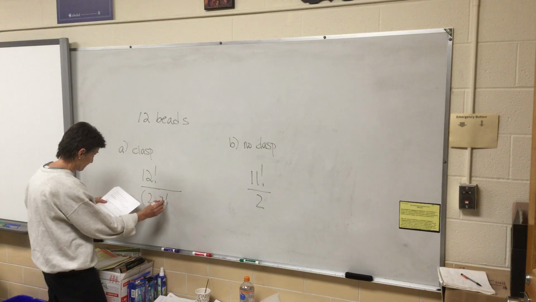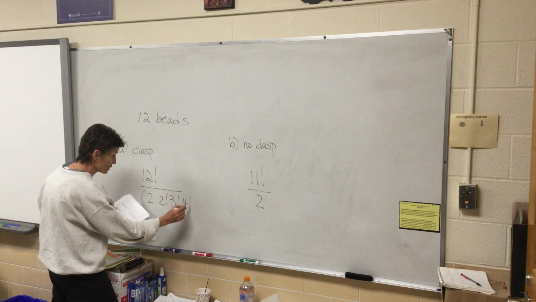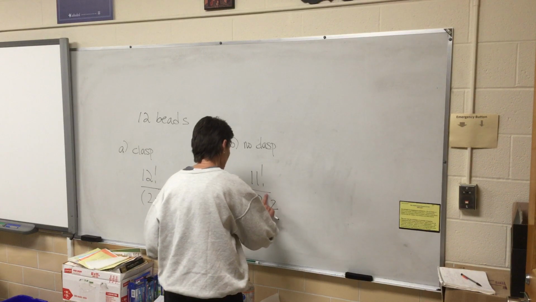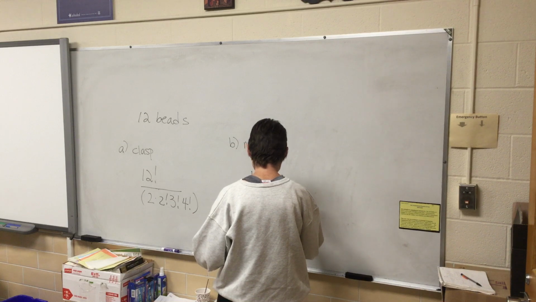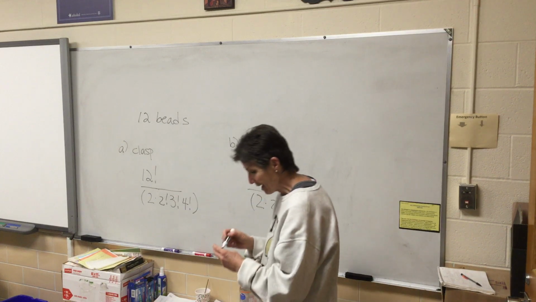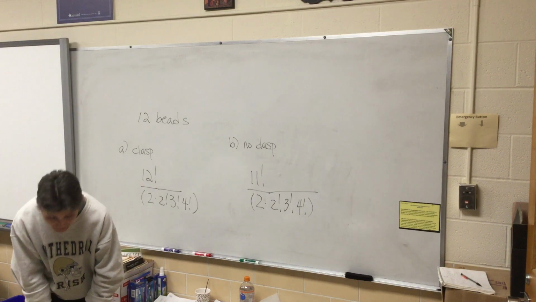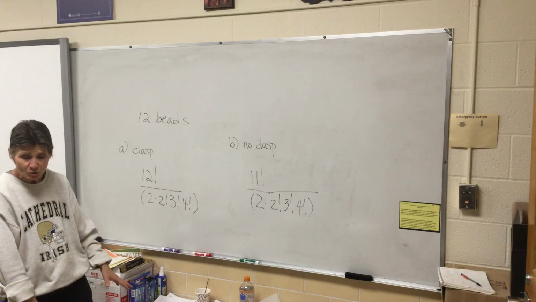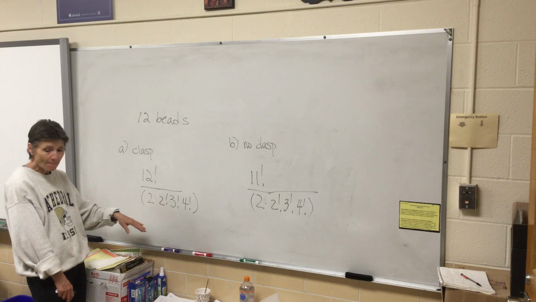2 blues, 3 yellows, 4 oranges. Same over here. Whoops. 2 blues, 3 yellows, 4 oranges. When you have duplicates in any problem, I don't care what it is, books on a shelf, coins in a row, beads on a necklace, letters in a word. When you have duplicates, you divide by them factorial.